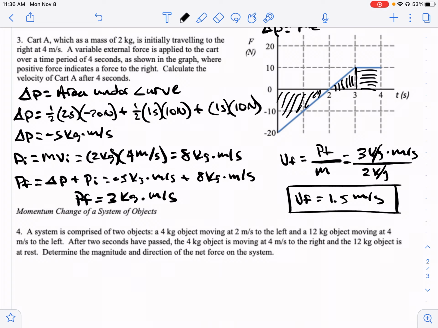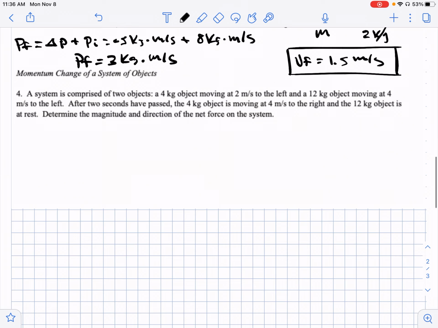So when we have a force-time graph here, we can go in and find the area underneath the curve, and that will tell me my change in momentum, or my impulse. And the last example here, it's a system that has 2 objects. Now we're looking at a system of objects.